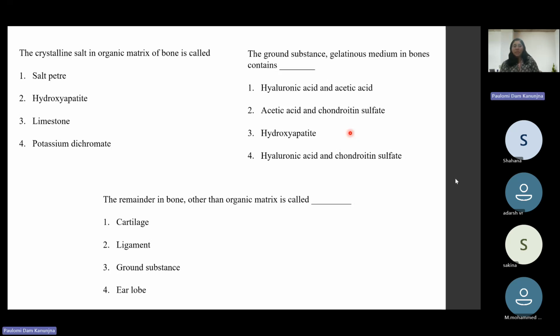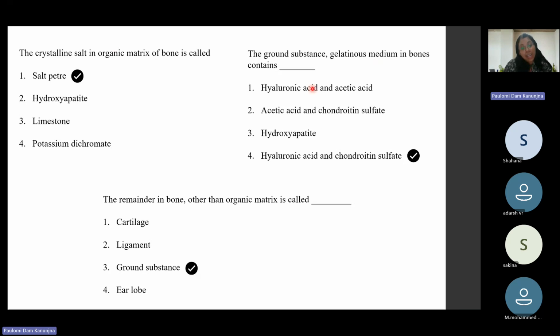Okay, so let me give you the answers. You can try and tally if you were thinking in the correct direction. Yes, it does seem a very complicated question, but that's okay. That's on your slide here for your revision. So note down that these kinds of questions are prevalent in this subject's question paper. Be mindful when you are reading these topics, right? The first question: the crystalline salt in the organic matrix of bone is saltpeter.